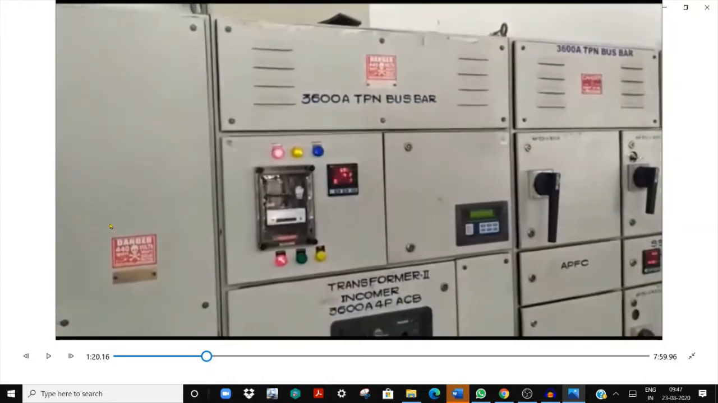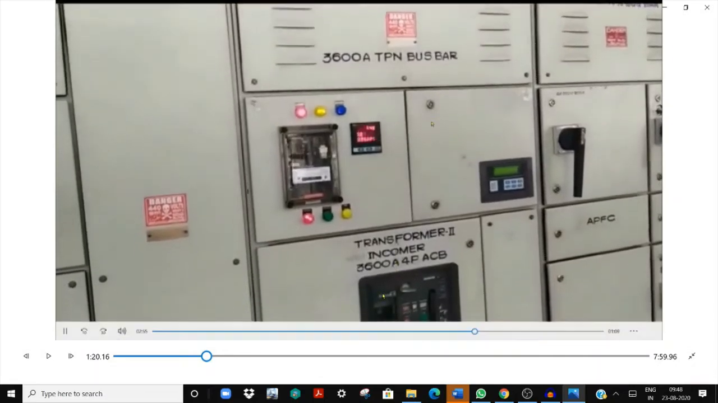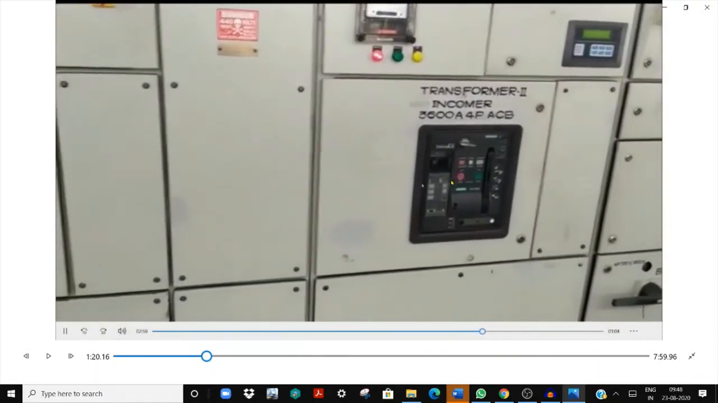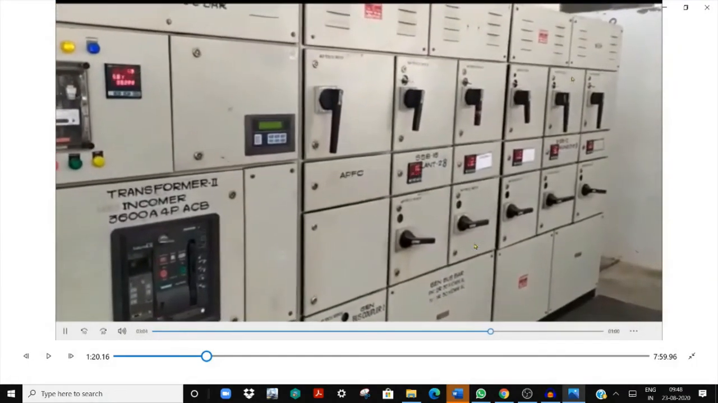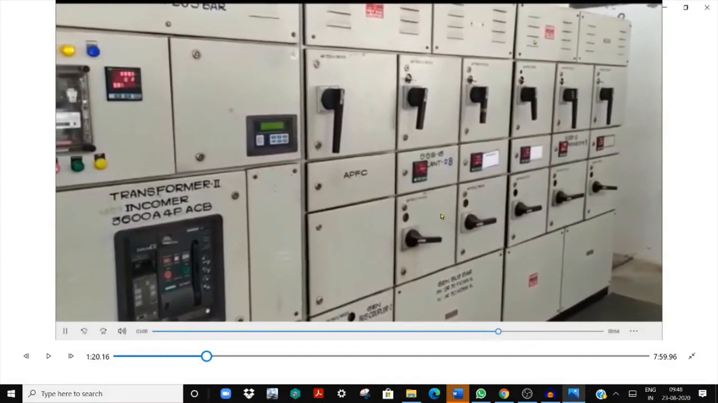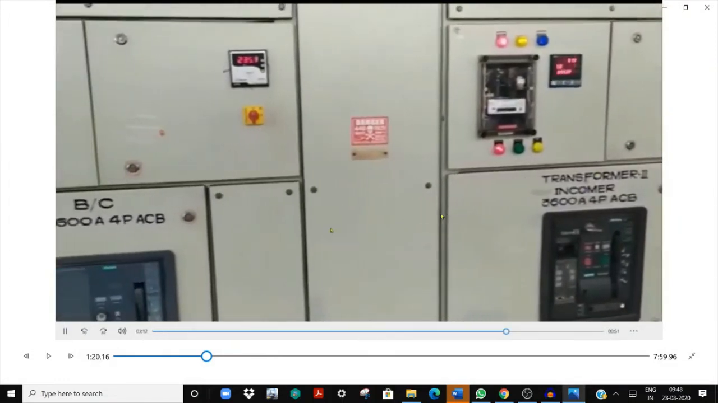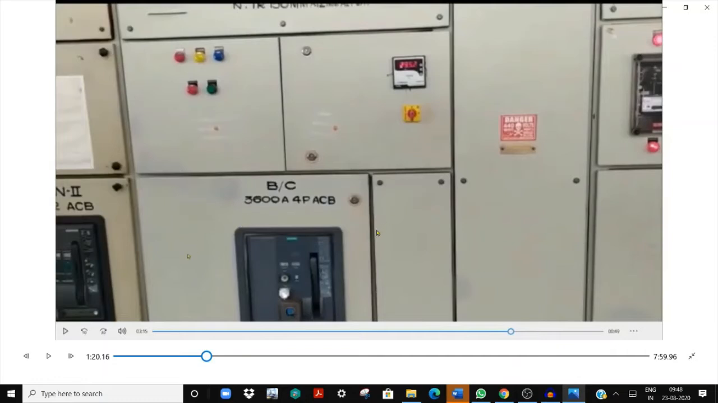If you come to transformer 2, we have around 3600 amps capacity of air circuit breaker, because this is our 2 MVA capacity, and we have these changeover panels which go to the respective sections of the industries. This is basically what we see for spinning mills. The bus coupler of this one is 3600 amps, 4 pole, again an air circuit breaker.